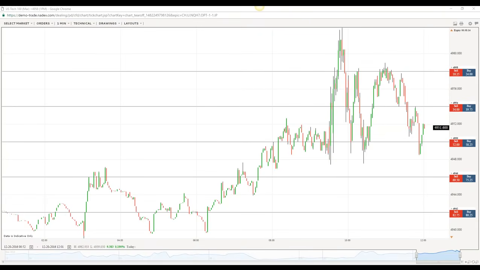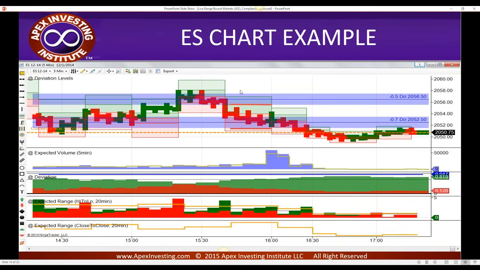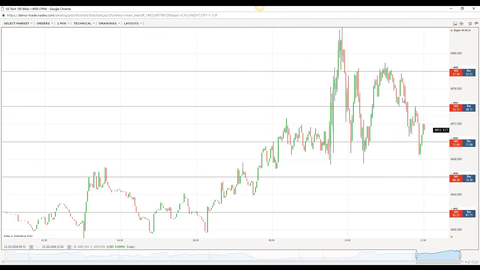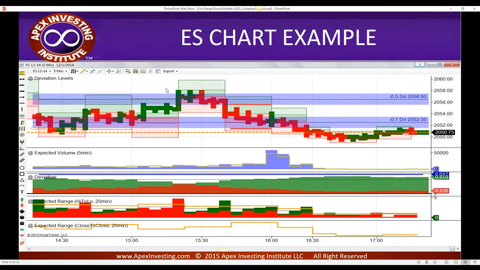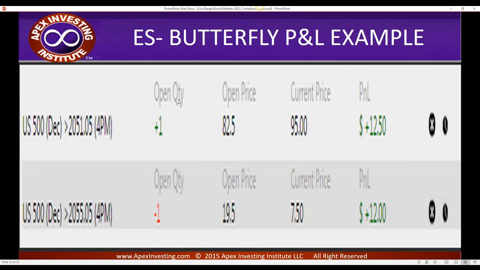So real quick, let's go through and talk about how to manage that trade. Let me show you an example of one that I did. On this particular chart, going into the 4 o'clock expiration, I bought at the bottom of the range for 82.50, and I sold at the top for 19.50.